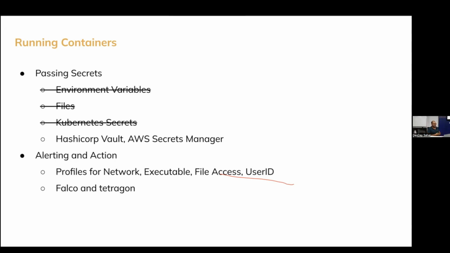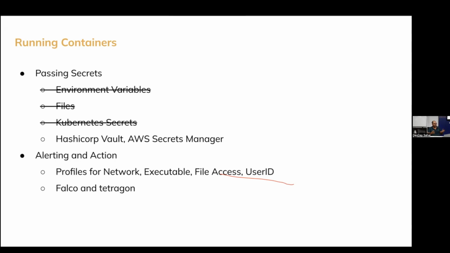And then finally, the alerting and action bit. So all of this is there. You should have profiles for your applications, like a network profile: what are the things it accesses on a usual basis? Executable profile: what it runs as an executable file. File access: what files does it access? User IDs: which user IDs are actually logging in and using things. So these are profiles.